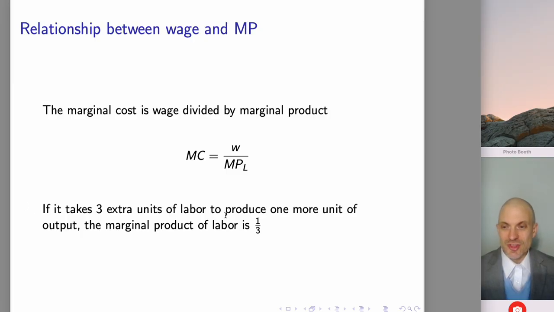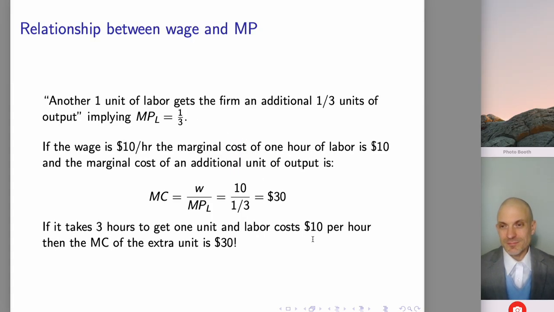For instance, if it takes 3 extra units of labor to produce one more unit of output, the marginal product of labor is 1/3. That's like my parking lot example. I had to hire 3 workers, presumably or hypothetically, to get one cleared parking lot. The marginal product of each worker was 1/3. So the wage divided by 1/3 is going to tell me I'm going to pay 3W for that wage, right? That's this right here. So another 1 unit of labor gets the firm an additional 1/3 units of output, for instance, implying that marginal product of labor is 1/3.